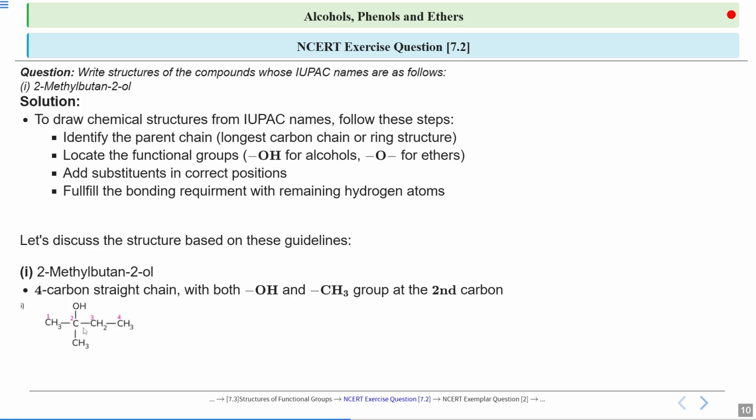At the second position, we add the substituents OH and methyl. Then the remaining valencies will be fulfilled by the hydrogen. And you get this structure of 2-methyl-butane-2-ol. You can check again by numbering the parent chain.